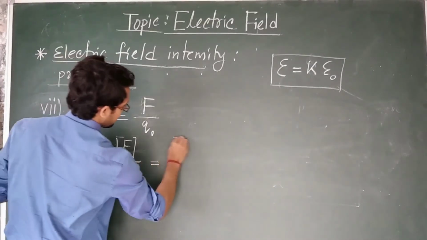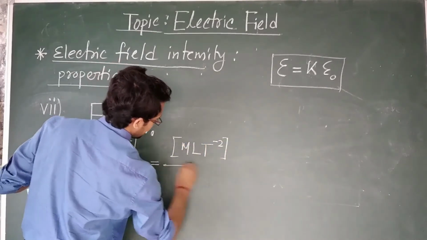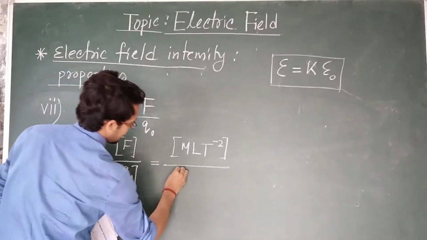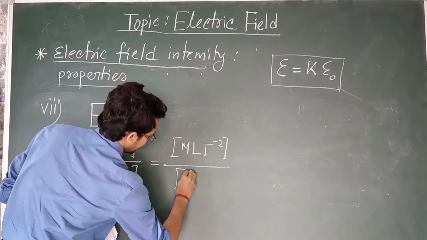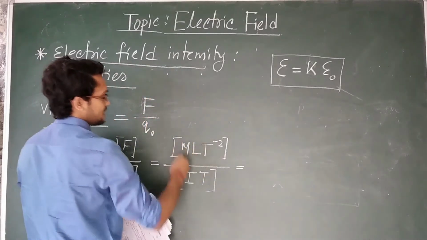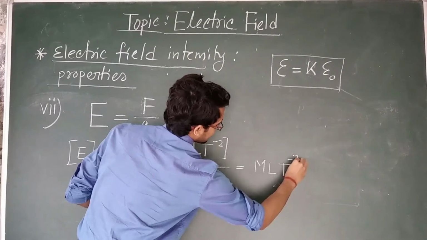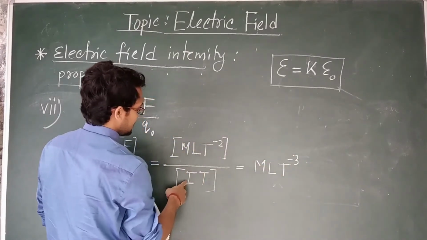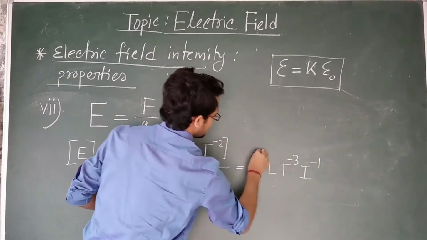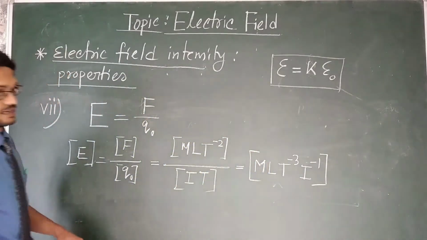Okay, dimension of F means what? M, L, T to the power minus 2. And Q0 is not a basic physical quantity, so Q0 will be current I into time. Okay, so take these quantities to the numerator. It will be M L T to the power minus 3. This T will go up. Now this I will go up, so I to the power minus 1. So this is the dimension of electric field intensity.